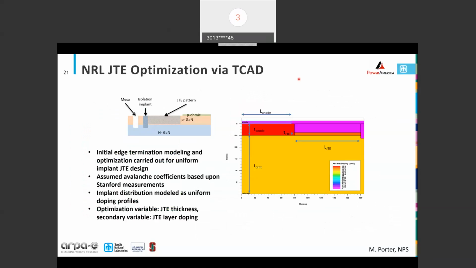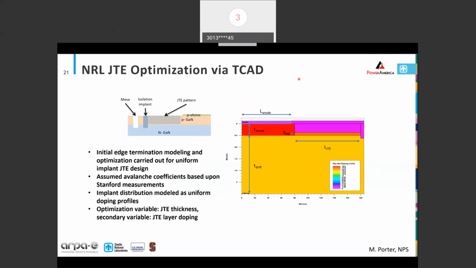I wanted to talk a little bit about the edge termination. The foundry is looking at a variety of edge terminations, again, as I mentioned earlier, based on guard rings, also JTEs, and combinations of the two. The example shown in the upper left is just a basic JTE. There is an isolation implant there as well.